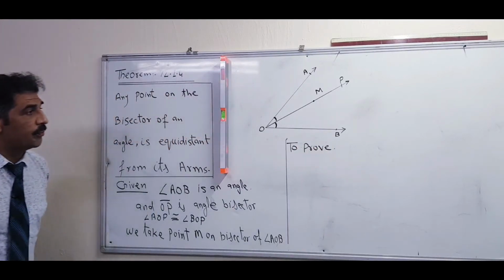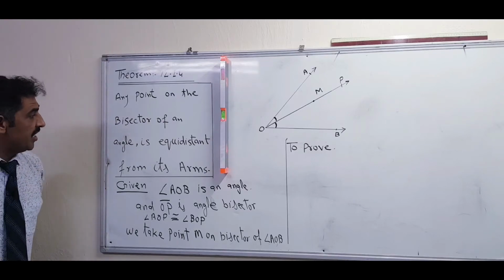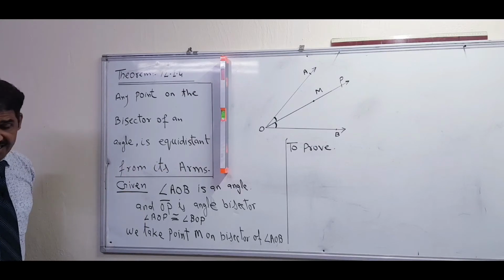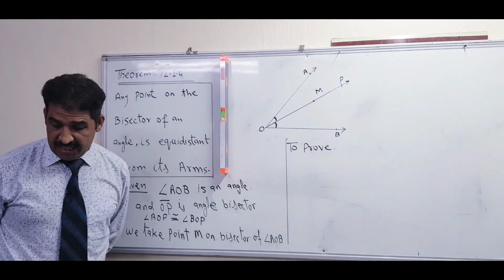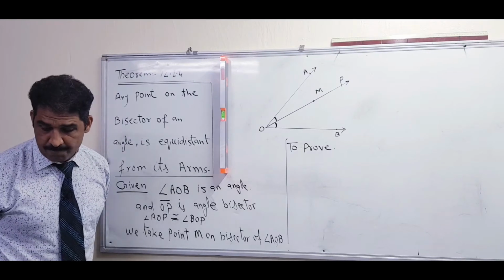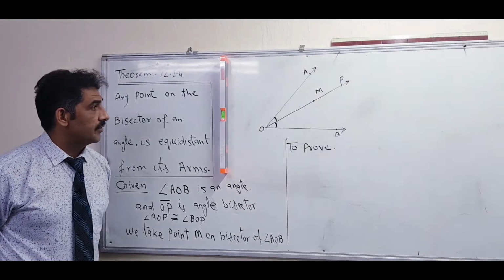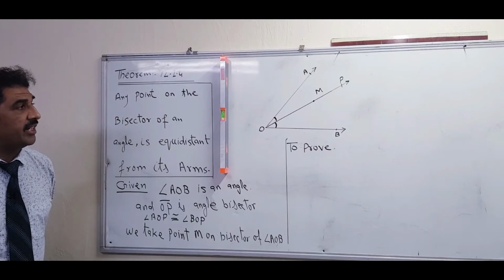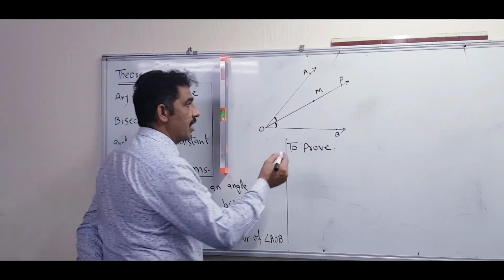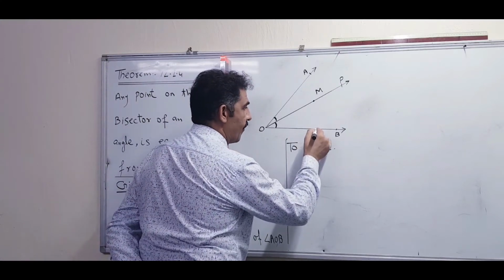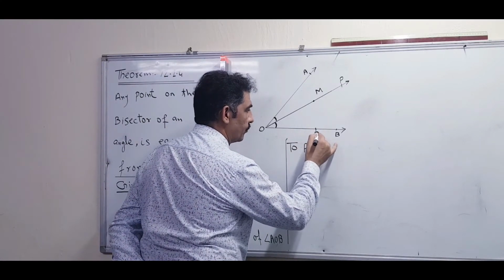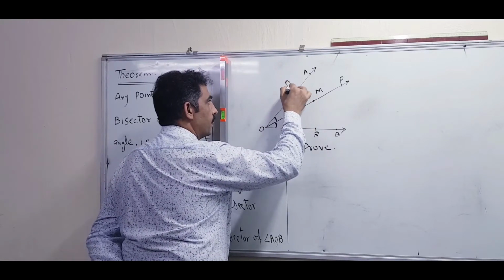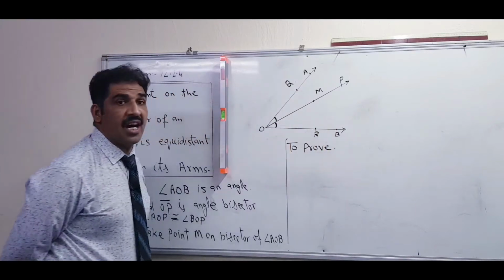What is to prove? To prove it is equidistant from its arms. So it is equidistant from its arms. So we have to draw the angle bisector and perpendicular, but we have to write, we take a point here, we are taking that R, and if I am taking that as Q. These are the two points on its arms.